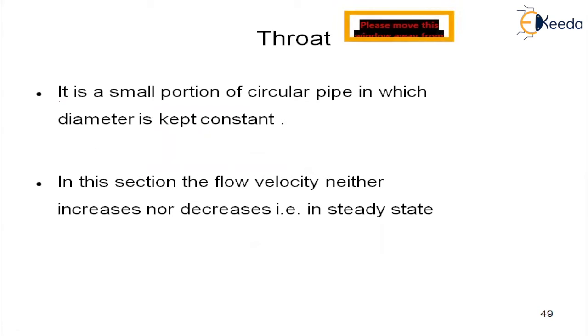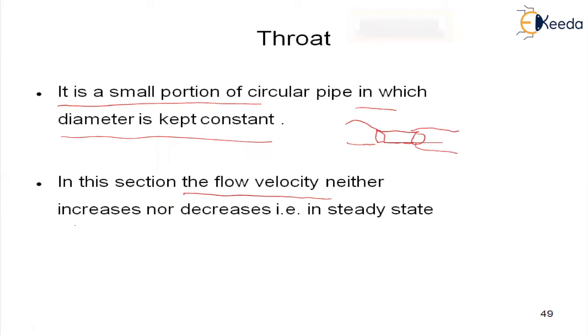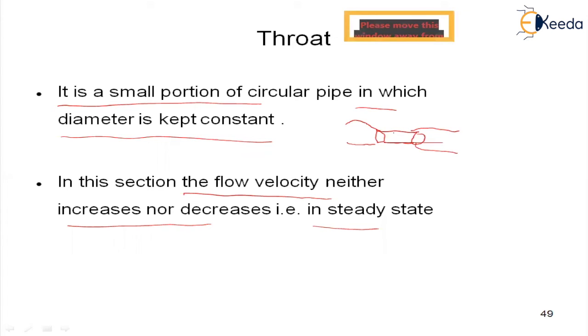So what happens at the throat? It is a small portion of a circular pipe in which the diameter is kept constant always. The diameter is always constant in this throat. Before this it is like this, and after this it will be like this, my dear students. In this section, and this is a very important thing, the flow velocity neither increases nor decreases, but is in steady state. In the cylindrical throat, the velocity should not be increased or decreased, but maintained at steady state. That is what we have to know about the throat section.